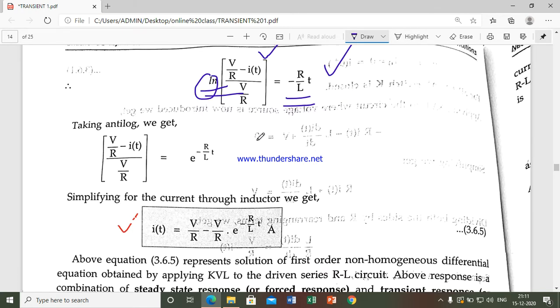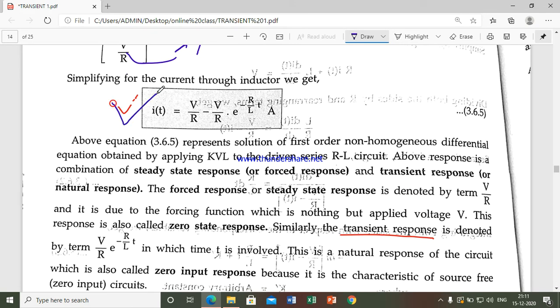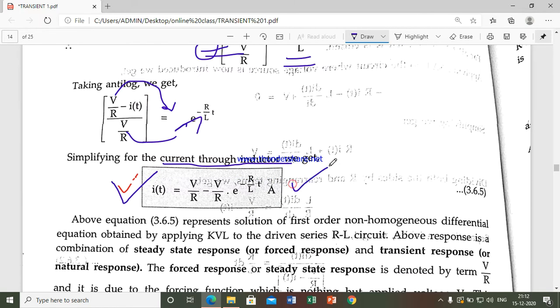Next, after this one, take V by R to the RHS. This becomes like this. Next, take V by R to the RHS, and you will get the expression for I of t, simplifying for the current through the inductor. So this is the current through the inductor. Fine. We will see what terms we have in this expression. What is the meaning of this expression? We will see in the next section.